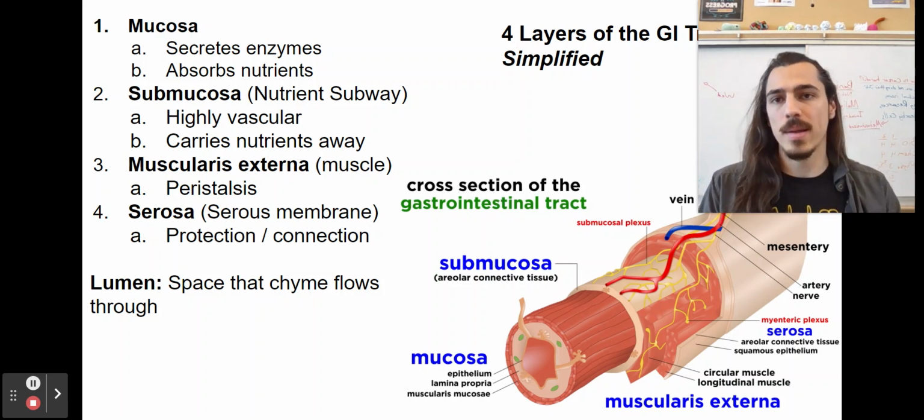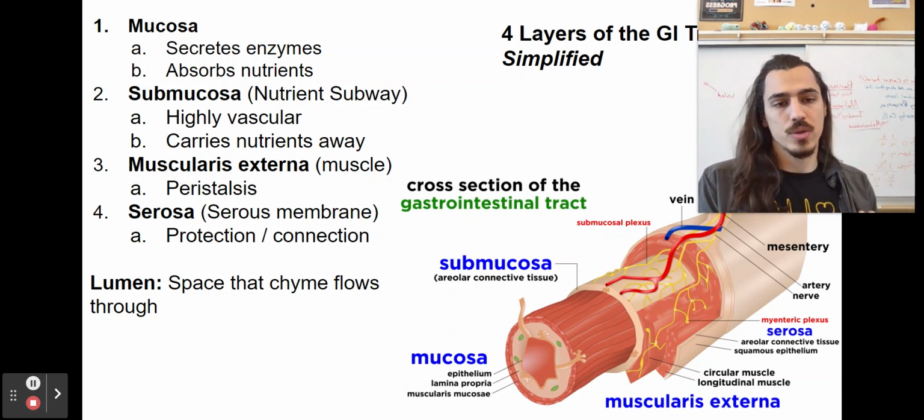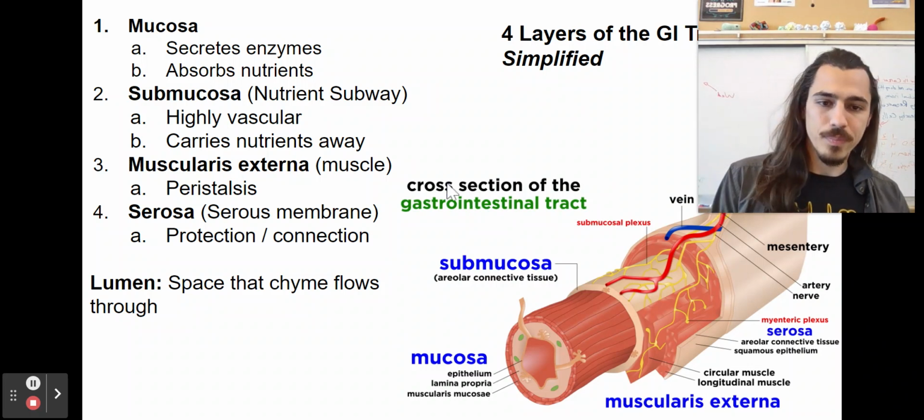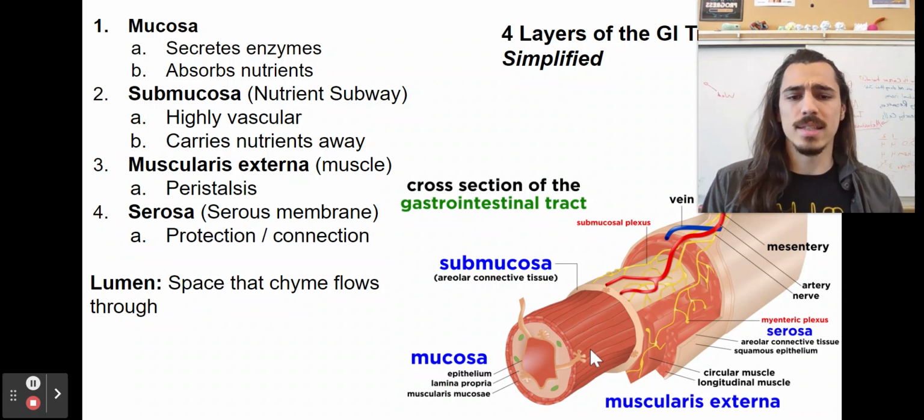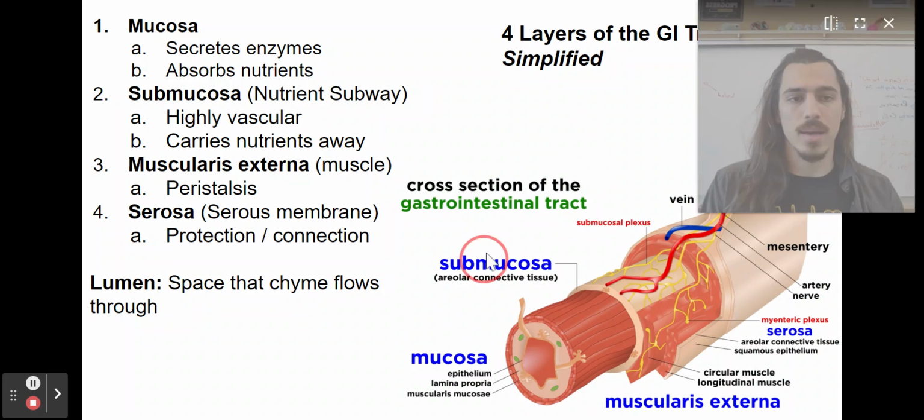That is the outside membrane made of connective tissue, and it is protecting all of your gastrointestinal tract and also connecting it to the rest of your body. You should also know that the lumen is the inside space that chyme flows through. So that is the inside space of that pipe.